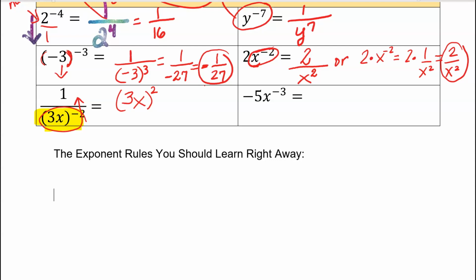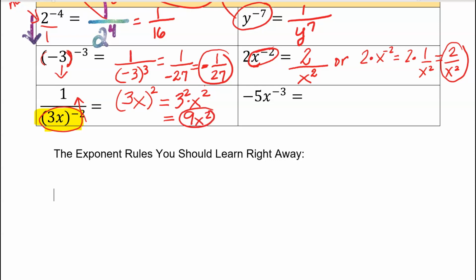Now, we need to keep going. What does this mean? So these are the rules you learned from the last section. So this is 3 to the second times x to the second. Therefore, the final answer is what? 9x squared.